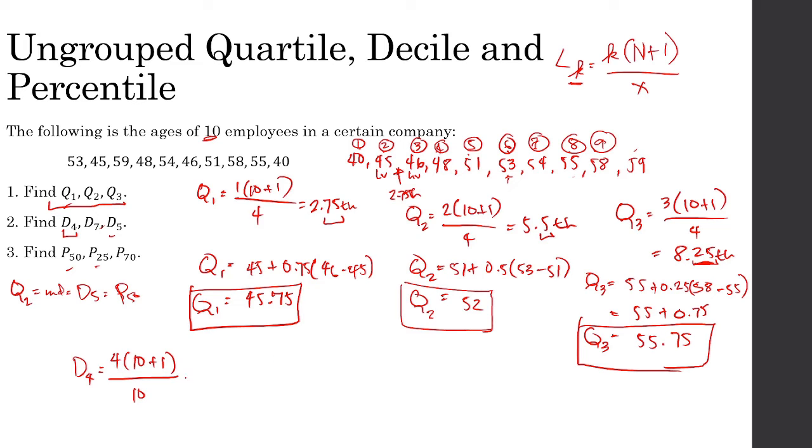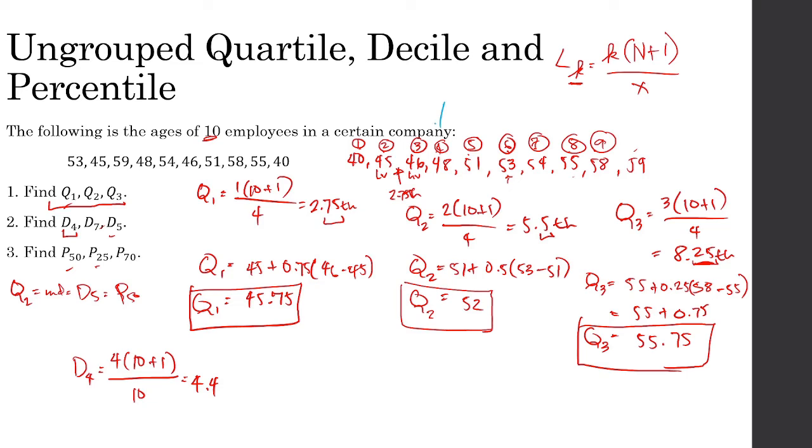So what will happen here? We will have here 10 plus 1 is 11 multiplied by 4. That will be 44. 44 divided by 10. That will be 4.4. As you can see here, we have 0.4 as our fractional part again. So let me just show how we interpolate it. Again, okay, let's use a different pen.